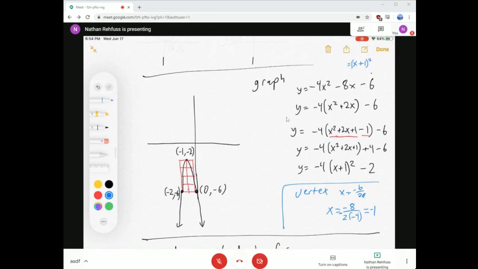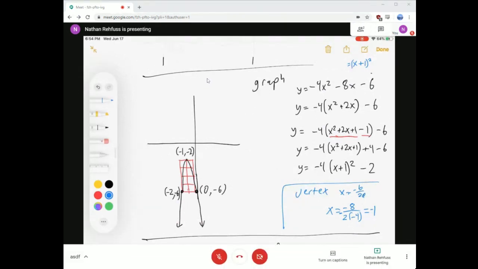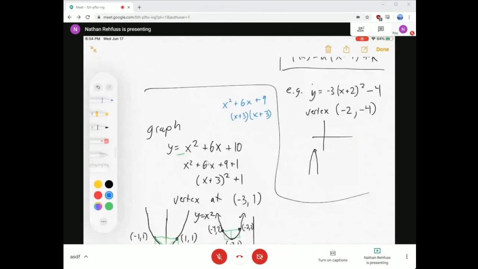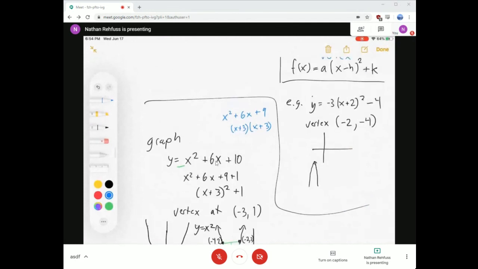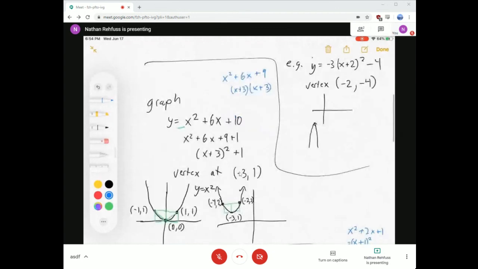Or this one right here, x squared plus 6x plus 10. The vertex is at negative b, so negative 6, divided by 2a, divided by 2. So the vertex is at negative 3. And sure enough, the vertex is at negative 3.